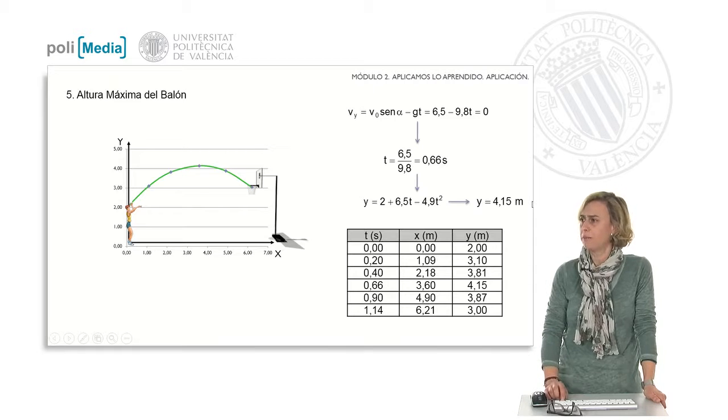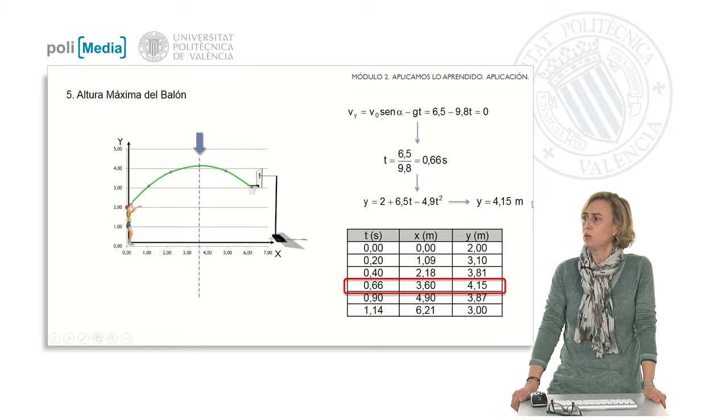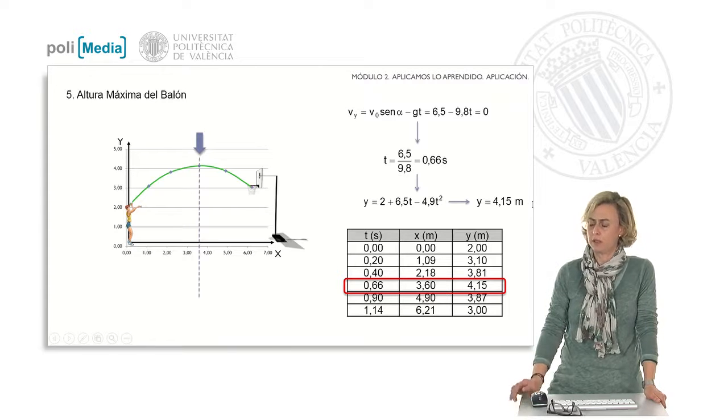In the table, we see that effectively in 0.66 seconds, the height is 4.15 meters, which is the maximum height, and the position along the x-axis is 3.6 meters.